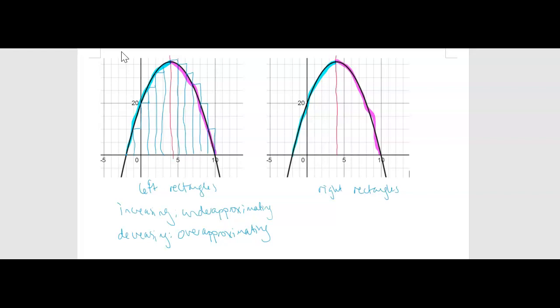Now with right rectangles, so when you're drawing a right rectangle, always go from the right side. So at 10, we're just going to go there, and let's see how quick I can do this. Oh God, that's a bit wonky. Obviously not too quick. Kind of like stairs, aren't they? Okay.